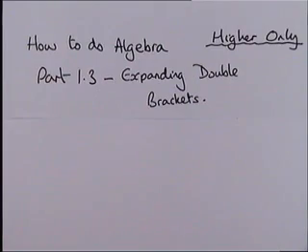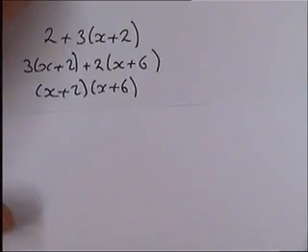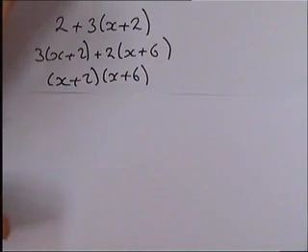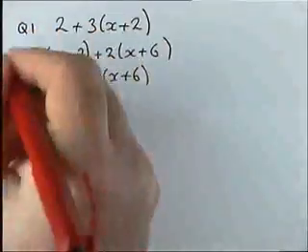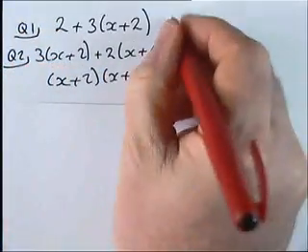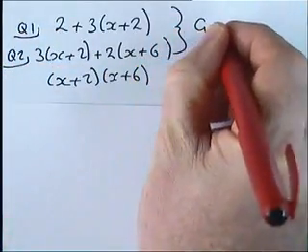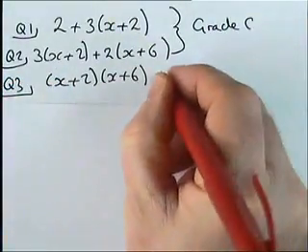Right, with that said, we're going to move on, and because it's now on the higher, I'm going to try and make it a little bit more complicated while hopefully still explaining. These are three different questions, three different expansions, which you could be expected to do. Question 1 and question 2 are actually grade C, and question 3 is grade B.